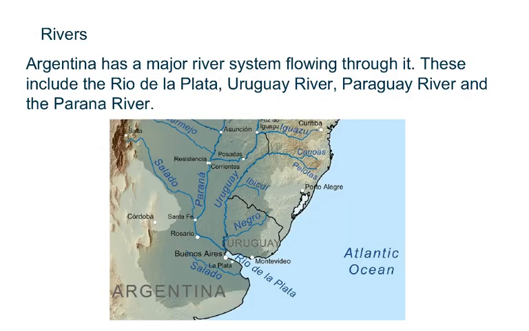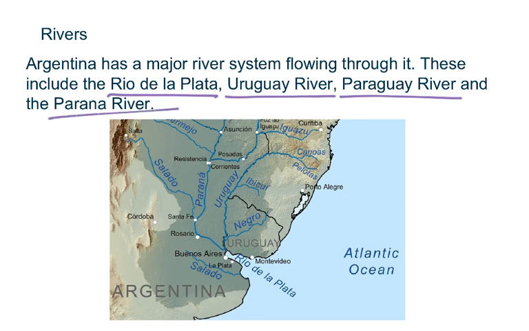Rivers. Argentina has a major river system flowing through it, and as you guys have probably learned in elementary school, rivers are extremely important not only for countries but for any major civilization, because rivers can provide a variety of different things. Argentina has 4 major rivers flowing through it. We'll talk about each one very quickly. Rio de la Plata, which translates to the Silver River, the Uruguay River, the Paraguay River, and the Paraná River.